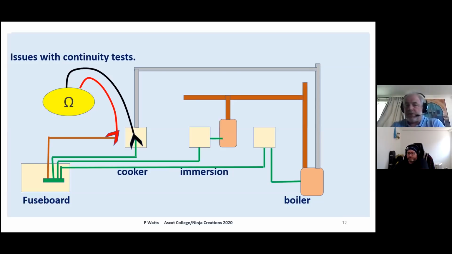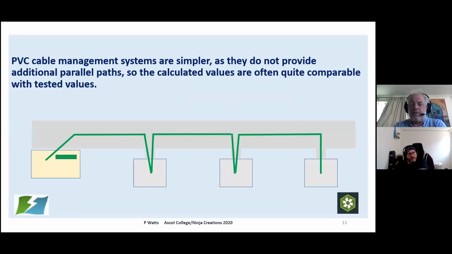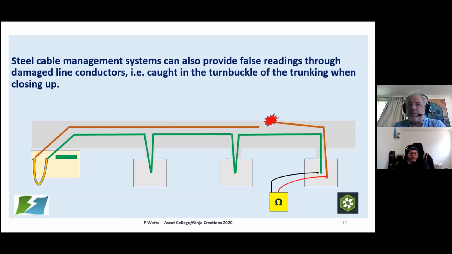Other issues that we have are things like cable management systems. Obviously if they're PVC, it's not such a problem because they're not conductive. So PVC cable management doesn't provide too many problems, and quite often you'll get comparable test values, which is great. But when you go to steel cable management systems, they are going to provide you with multiple paths, because when you wire using a conduit and steel trunking system, you will have multiple connections to metal boxes, which are then connected to the trunking system, which is connected to the conduit system.